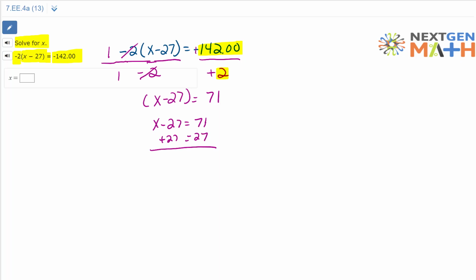Minus 27 plus 27, well, this right here becomes 0. We designed it that way, so we're left with x plus 0 equals 71 plus 27. 71 plus 27, that's equal to 98. So x is equal to 98.